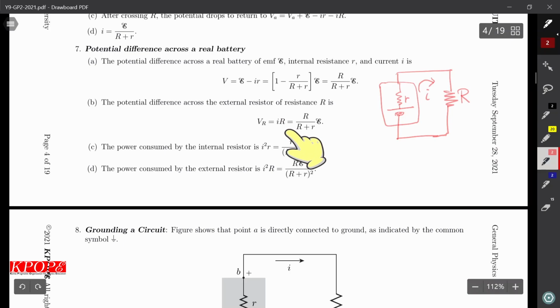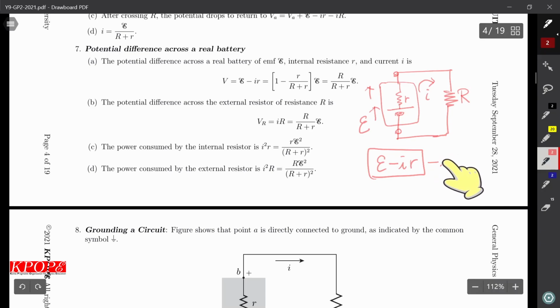Potential difference: E has been increased, but IR has been decreased. So E minus Ir is the potential difference between the two terminals of a real battery. If there is no internal resistance, this Ir disappears. And this is the potential decrease after crossing the external resistor, and it returns to 0.